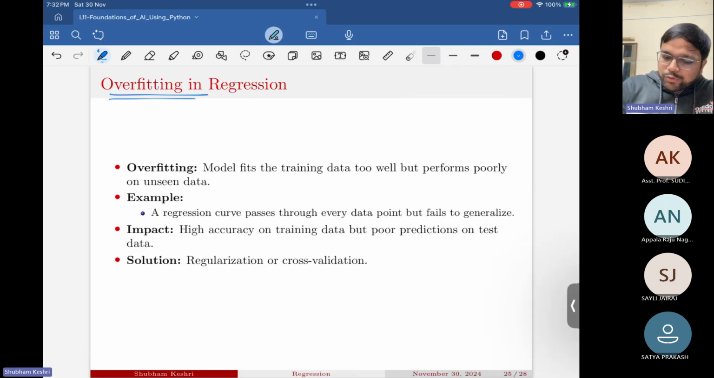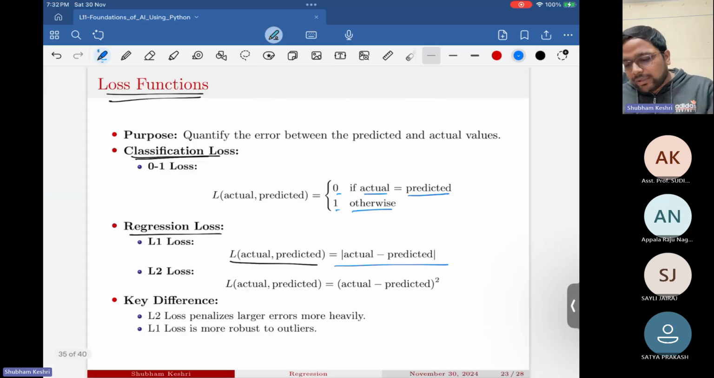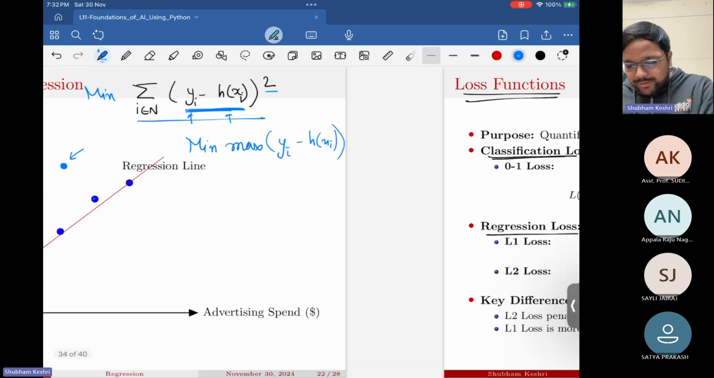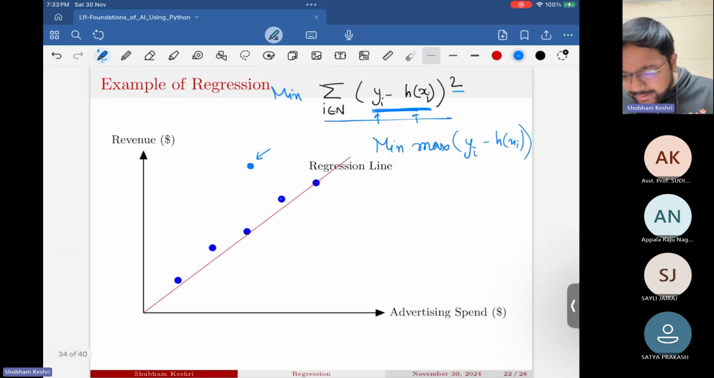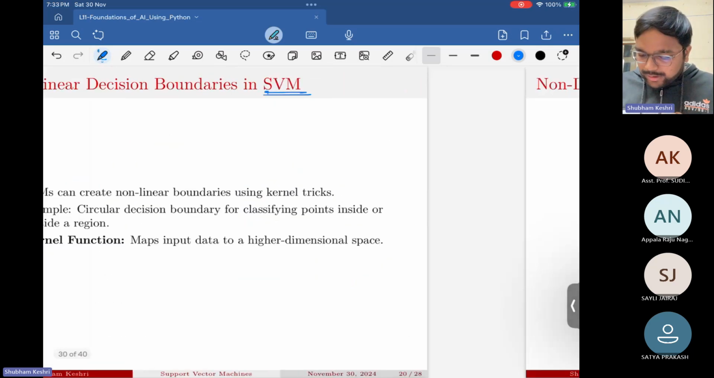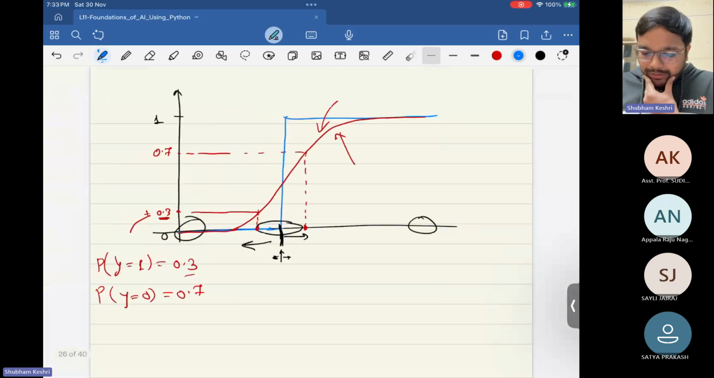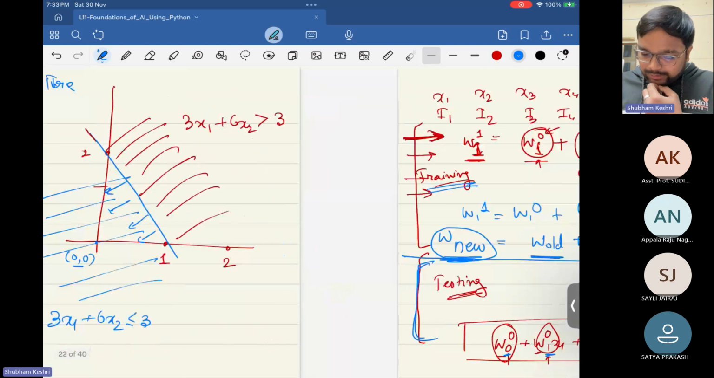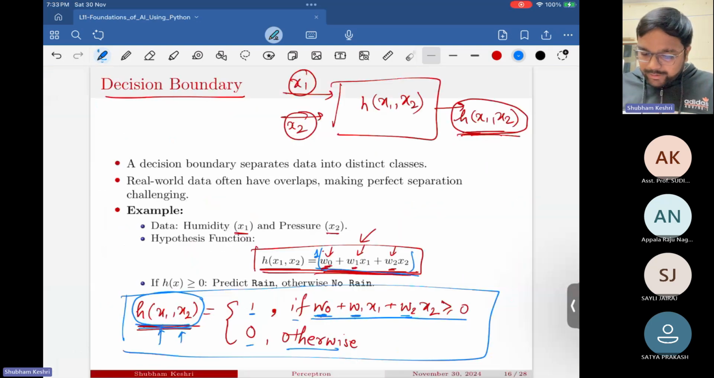So overfitting, you see, currently we are only talking about linear regression, right? So these are all linear regression. We are plotting a single line. You can have polynomial regression as well. So if you come back when we are talking about the algorithms to solve this kind of problem, just a minute.